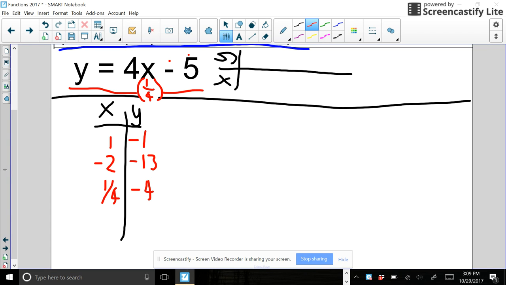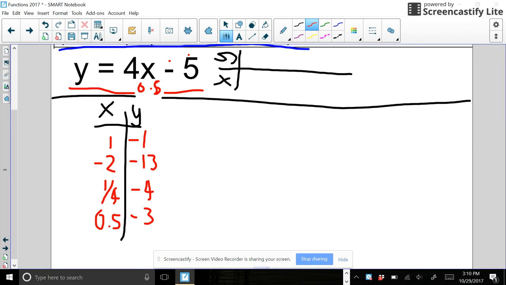Okay, do you think we could put decimals in? Let's see. Do you think that would be okay? Let's try 0.5. So we're going to plug in a 0.5. So that is 4 times 0.5, that's 2. Take away 5, that's -3.